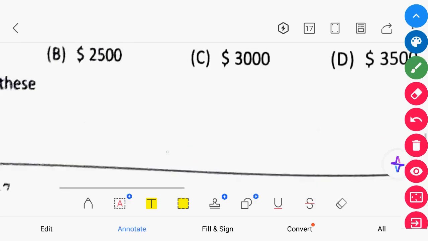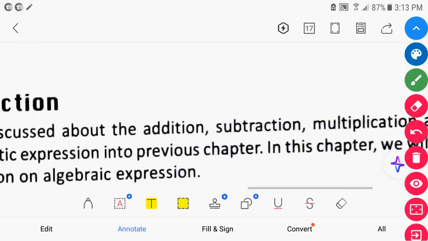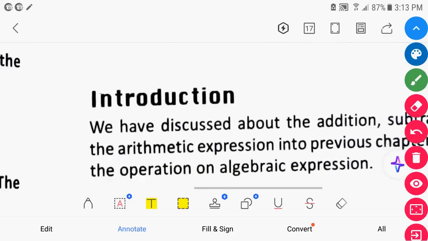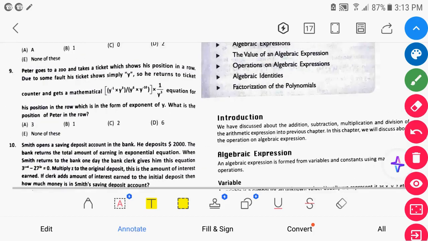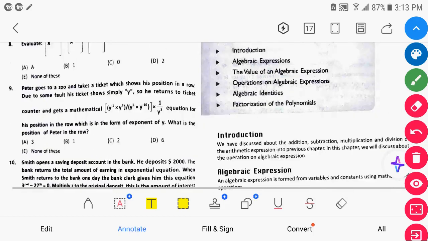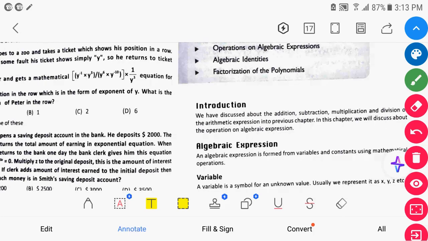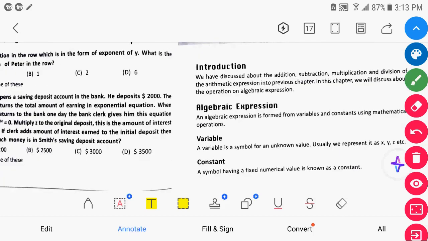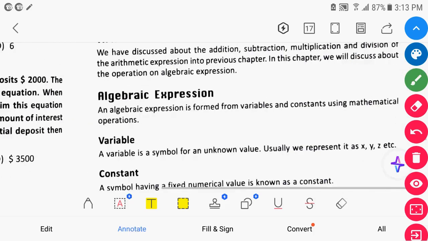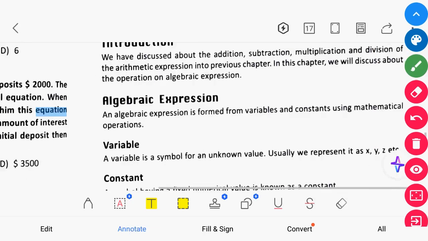Okay, now our next chapter is algebraic equations. Now what is meant by an algebraic equation? The algebraic equation is in the form of variables and constants. Okay, and we do mathematical operations based on these variables and constants, meaning addition of them, subtraction of them. So first you should know what is meant by a variable and what is meant by a constant.